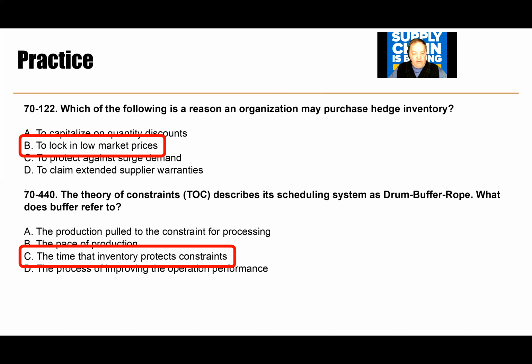The drum of the TOC drum buffer rope scheduling system refers to the pace of production, or the drum beat of production. The rope of the TOC drum buffer rope scheduling system refers to the production pulled to the constraint for processing.